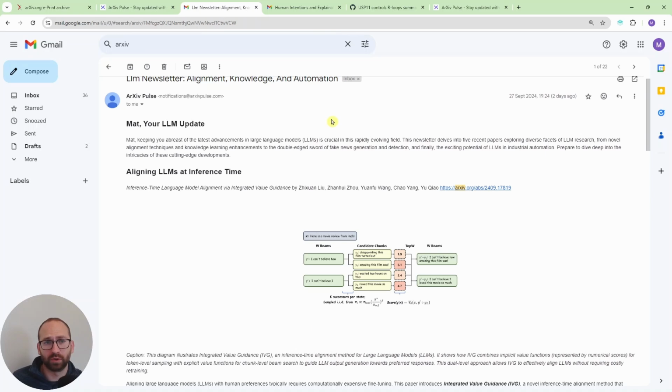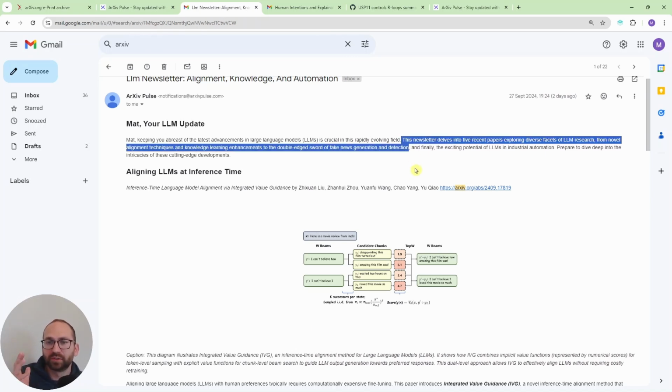So this is an example of a newsletter that I get on large language models. And again, this is so easy to understand. This sentence here is key, and I'm going to read it to you. This newsletter delves into 5 recent papers exploring diverse facets of large language model research, from novel alignment techniques and knowledge learning enhancements to the double-edged sword of fake news generation and detection, and finally, the exciting potential of large language models in industrial automation.